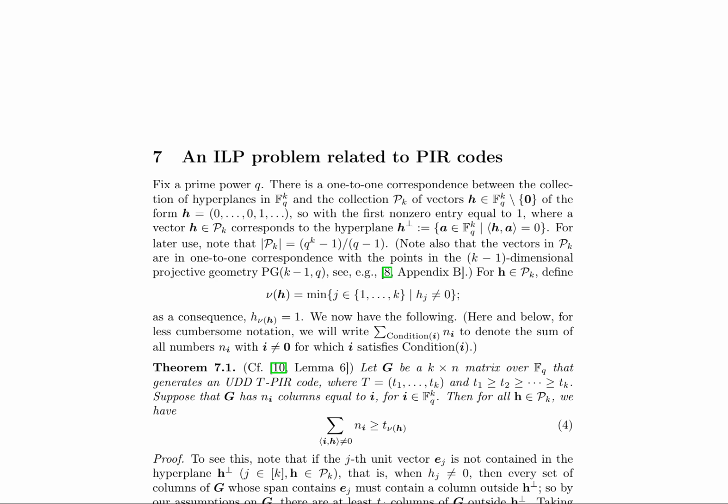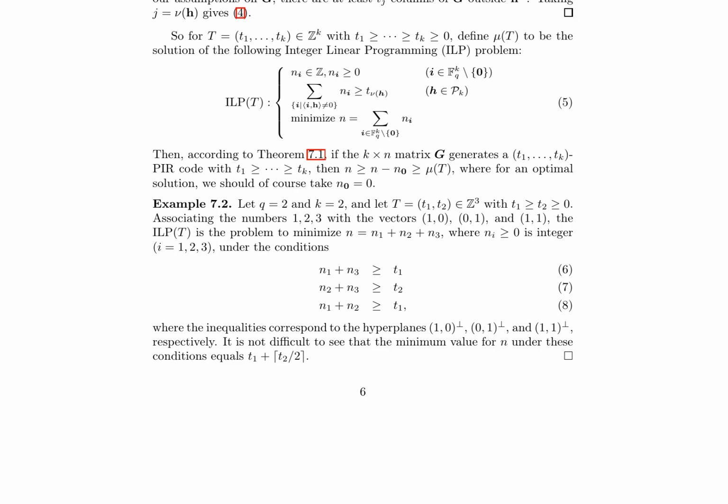The constraints are based on the hyperplanes in the projective geometry PG(k-1, q) and can be expressed as the sum of n_i ≥ T_ν(H) for all H element of P_k, where ν(H) is the index of the first non-zero entry of H. In the provided example, the authors consider the case when q equals 2 and k equals 2.